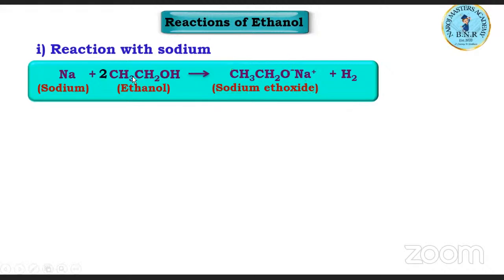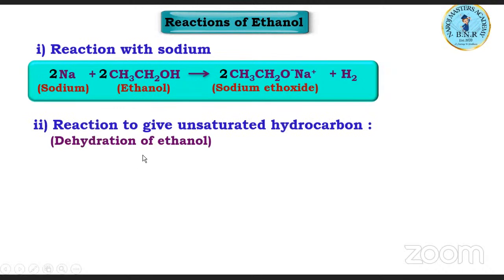Then simply if you balance with 2, to liberate hydrogen gas, we have to balance here, 2, then again 2 Na. So now it is almost balanced. 2 Na atoms replace 2 hydrogens to release hydrogen gas and form sodium ethoxide. Next, reaction to give unsaturated hydrocarbons: dehydration of ethanol. What is the meaning of dehydration?